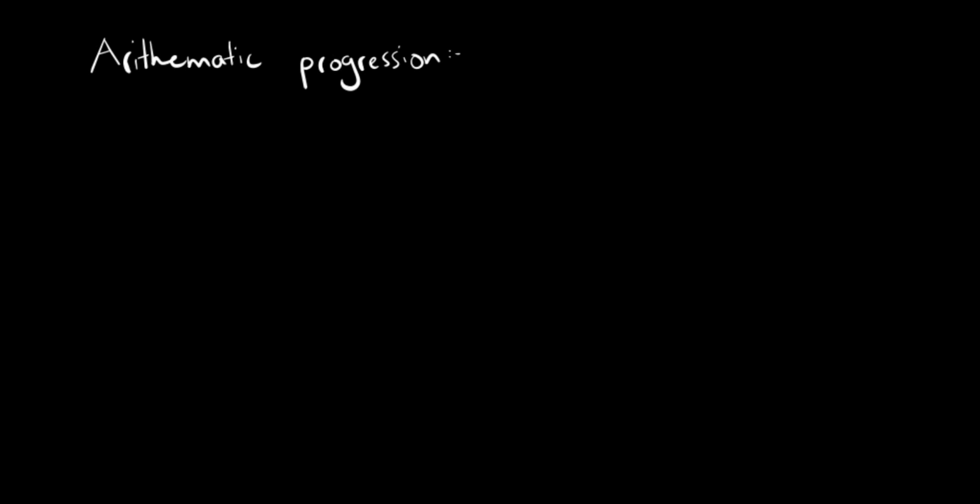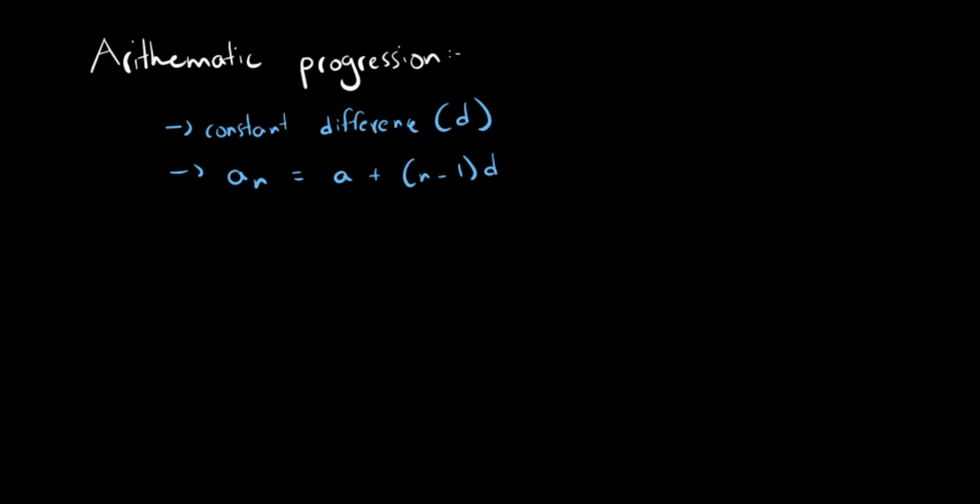Okay, now that we've looked at the basics and really gotten a summary of sequences and series so far, now we're going to move to arithmetic progression. Arithmetic progression is the first type of sequence that we're going to look at. The main thing about arithmetic sequences is that they have a certain constant difference between each term. To find this difference d, all you have to do is subtract two consecutive terms.